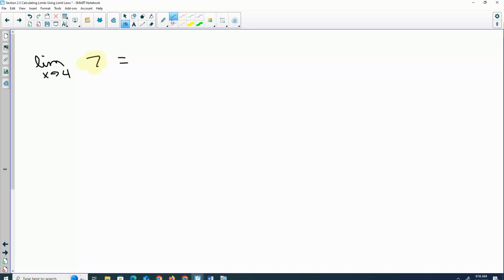When my x is going to 4, what's my y value? 7, because it's 7 everywhere on that line. So the limit of a constant was the constant. If I said the limit as x approaches 4 of x squared minus 2x, what would I do?